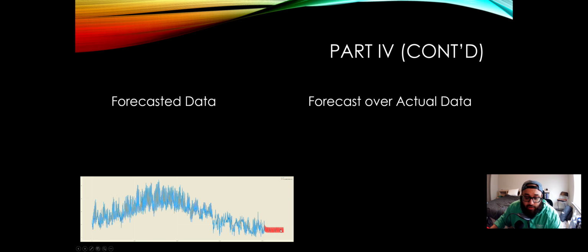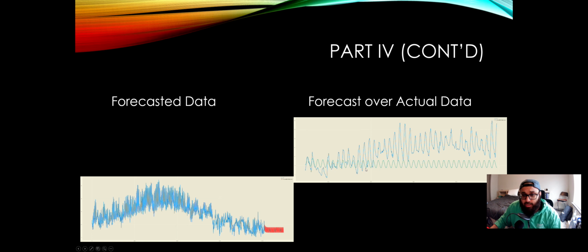And then as a final evaluation step, the forecasted data was added to the same data frame as the actual data, and then plotted one over the other. Here's the forecasted data in green, and here's the actual data in blue. And what we can see is the forecast does not do a very good job. The model does not do a great job of forecasting.